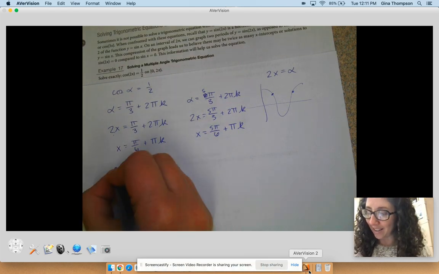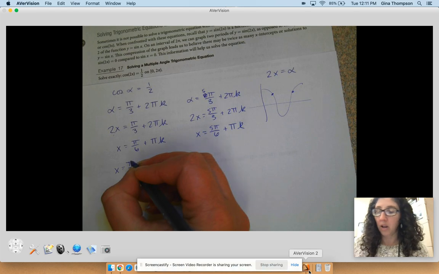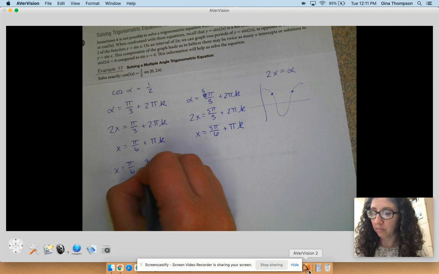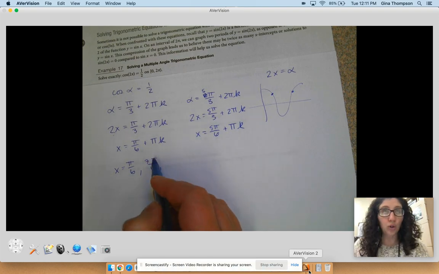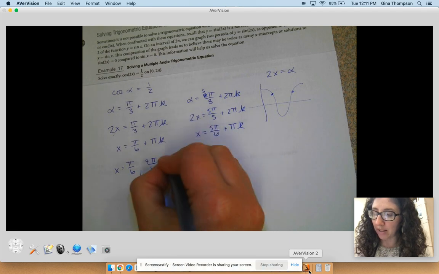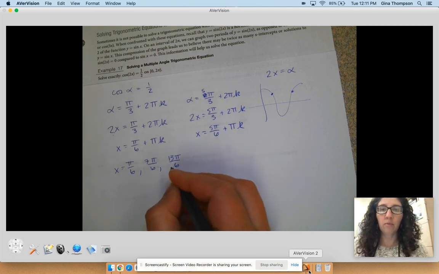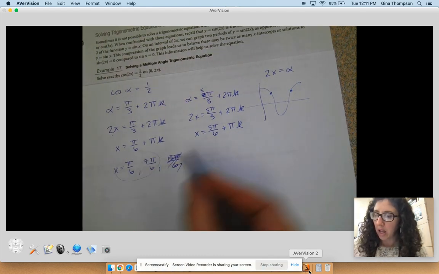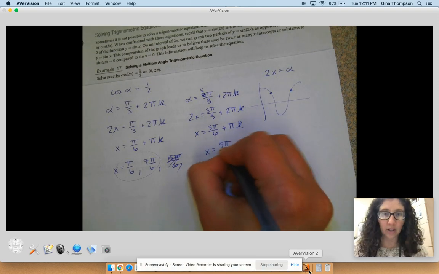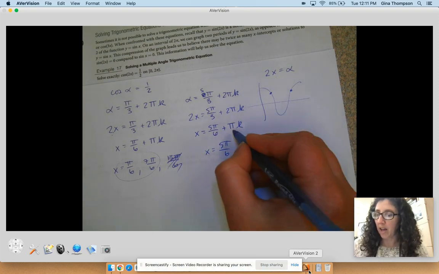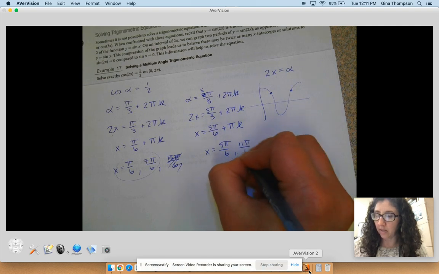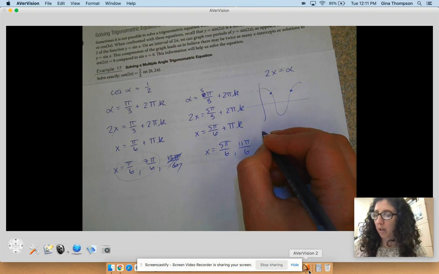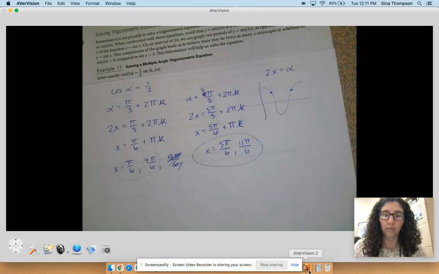Okay, so I can just start listing them. So pi sixth definitely is. And if k is 1, that's going to be 7 pi sixths. If k is 2, if I add 6 again, I get 13 pi sixths. Is that within 0 to 2 pi? No. So that one's not there. So those are my two solutions over here. And here I can list, okay, 5 pi sixths, definitely in that right interval. If I add pi, I'll get 11 pi sixths. That works. If I add another pi, I'll get 17 pi sixths. That's going to be too big. So those are my solutions, those 4 values.